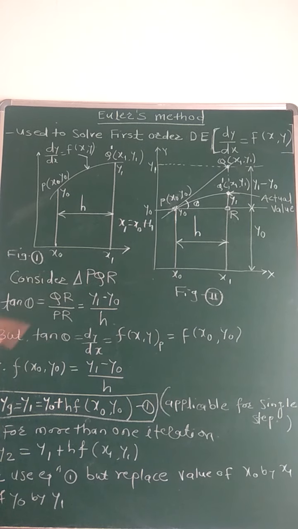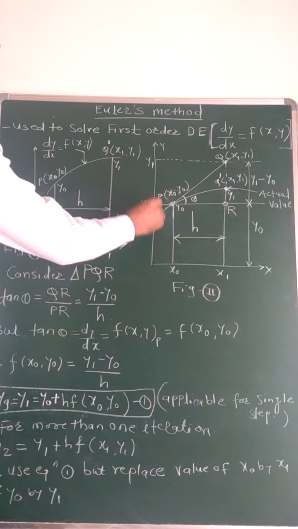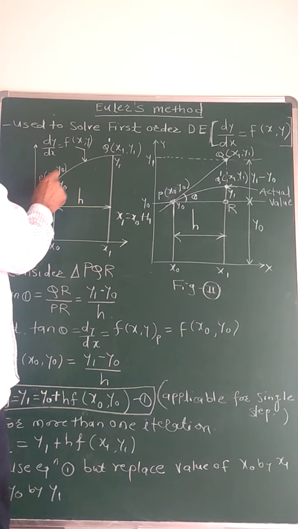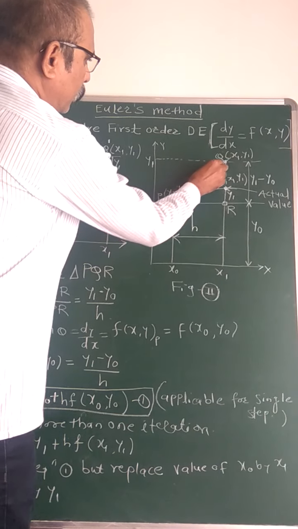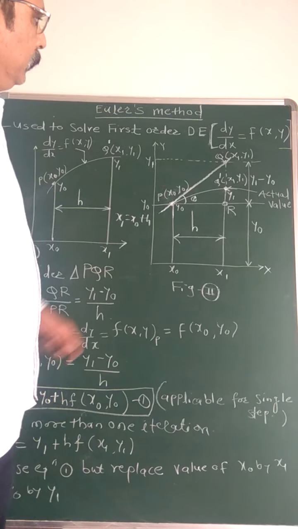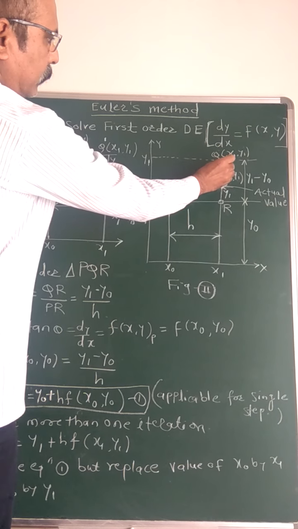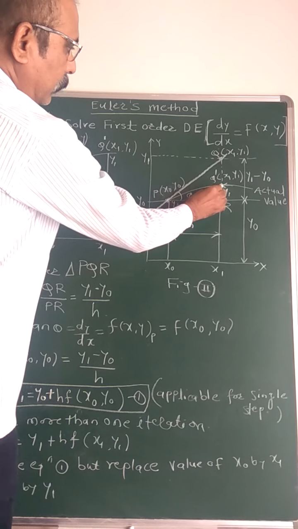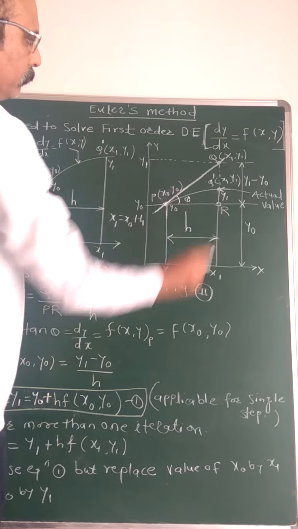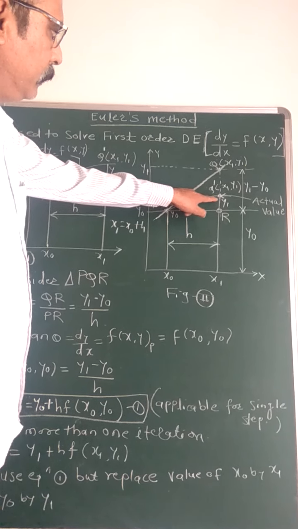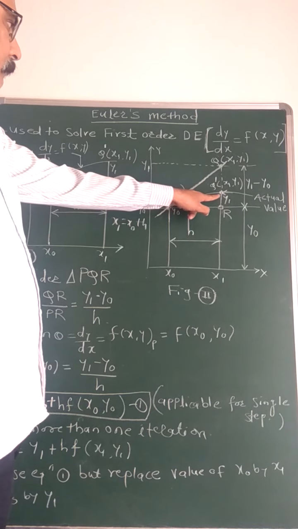Therefore, according to Euler's method, first draw a tangent at point P, whose coordinates are x0, y0. This is the tangent drawn at point P, which intersects this x1 line at point Q, whose coordinates are x1, y1. This is our actual Q dash with coordinates x1, y1. That is, this is the actual value of y1. Here we have to find this value y1.